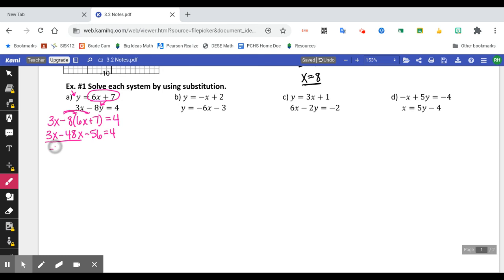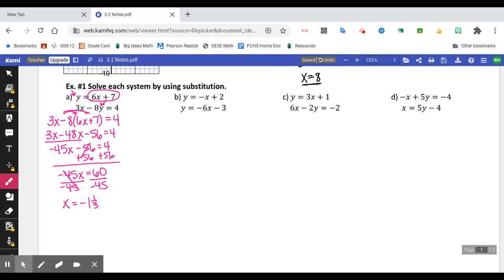3x minus 48 is -45x, minus 56 equals 4. I'm going to add 56 to both sides. Negative 45x equals 60. And when I divide by negative 45 on both sides, I get that x equals negative 1 1/3. Okay, so there's my x value.